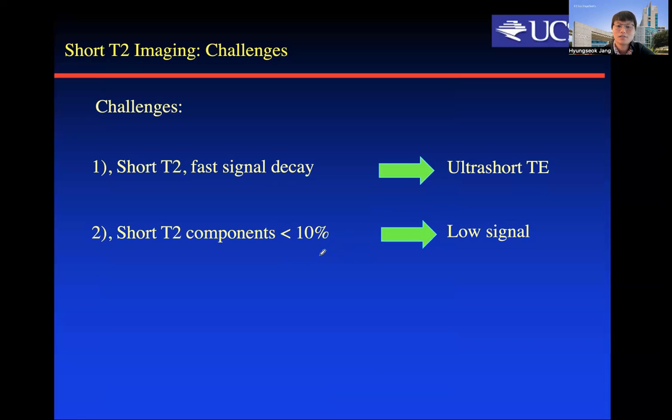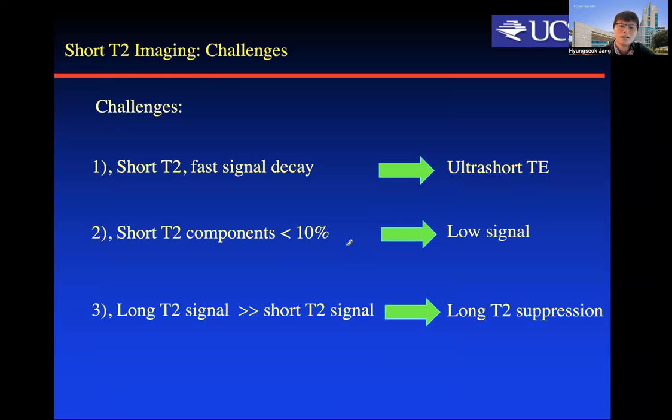Typically the proton density and the abundance is much lower than the long T2 tissues, less than 10%. And also the signal intensity is very low, much lower than the long T2 tissues. So in conventional MRI, the short T2 signal is often affected by the surrounding long T2 tissues, so we need to use some suppression technique.